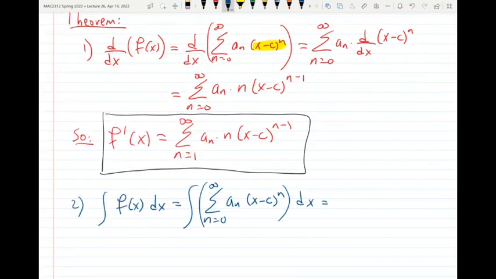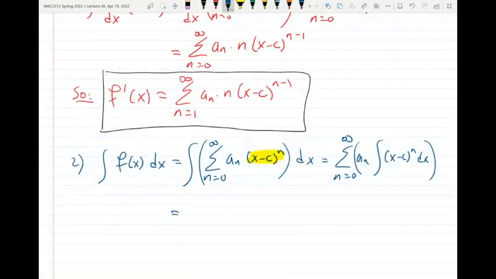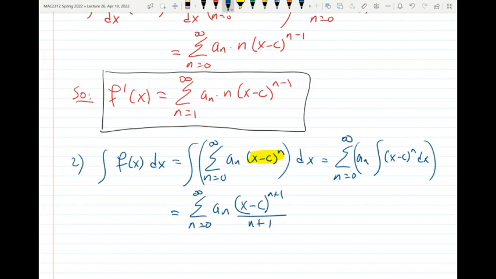So again, we can distribute the integral inside, so pass it to the summation. a_n is a constant, so we can take it out. And then we just affect this term right here. What's the integral of (x minus c) to the n? That's (x minus c) to the n plus 1 over n plus 1, right? So that's the sum from 0 to infinity of a_n times (x minus c) to the n plus 1 over n plus 1. Do you understand this? Yes.